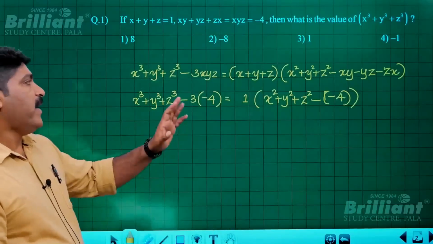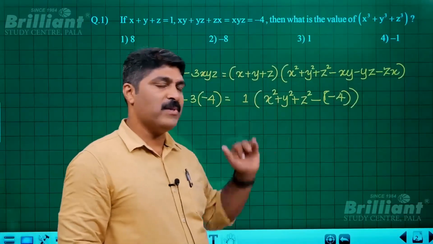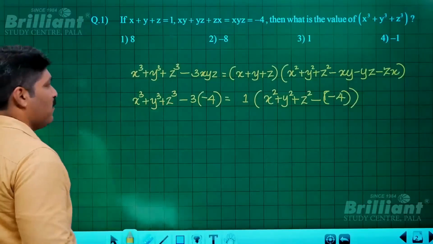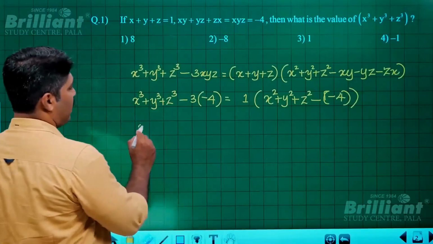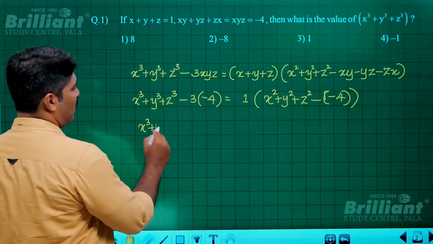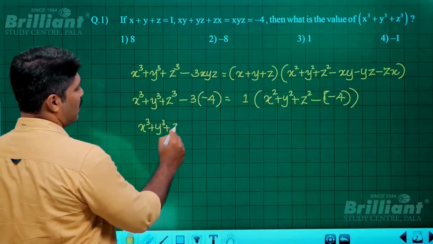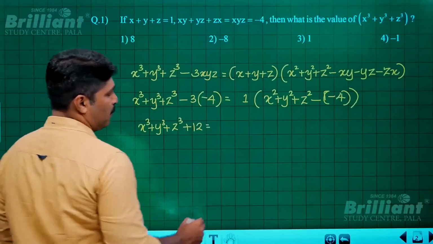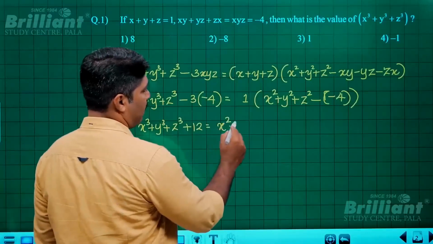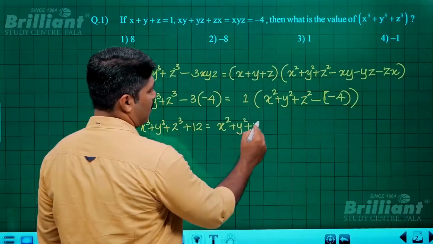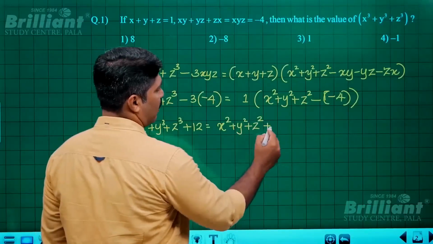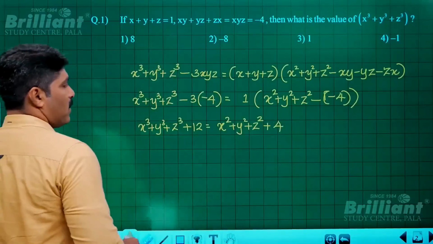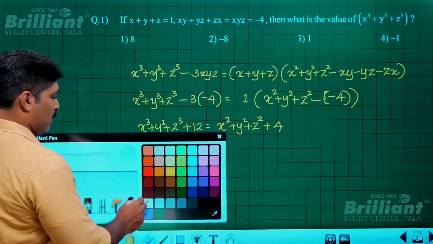Here again we have to consider the value of x square plus y square plus z square. That's another very important point here. So how to convert it? First of all, we can rearrange the values: x cube plus y cube plus z cube plus 12 is equal to x square plus y square plus z square plus 4. So what is the value of x square plus y square plus z square? That's the next important step here.